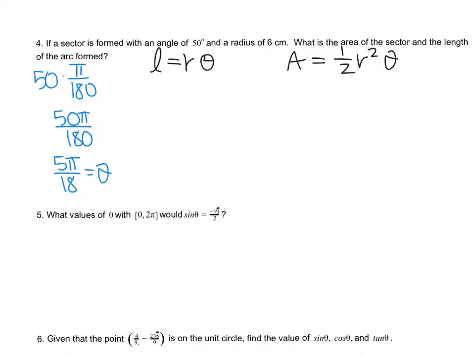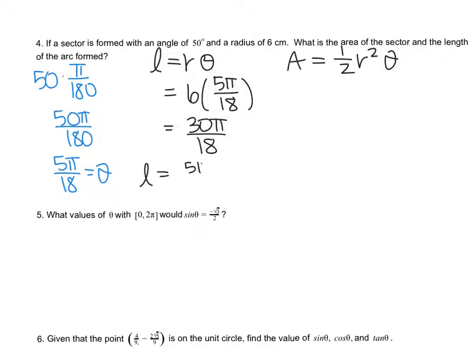So starting with arc length, our radius is 6 times our angle measure of 5 pi over 18. And when we multiply the 6 to the 5 pi over 18, we only multiply in the numerator, so we get 30 pi over 18, which simplifies to 5 pi over 3, and then our units are centimeters.